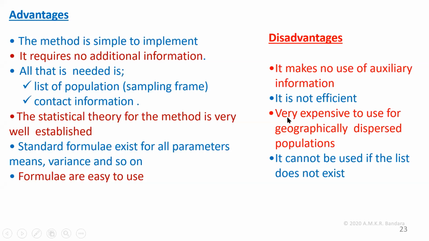Other disadvantage is that it is very expensive to use when our population is dispersed around a very large geographical area, as we have to travel here and there to seek the individuals. Then it cannot be used if the list is not available. In order to implement simple random sampling, we should have a list. If a list is not available, we cannot use simple random sampling.